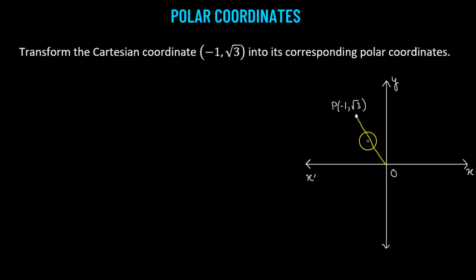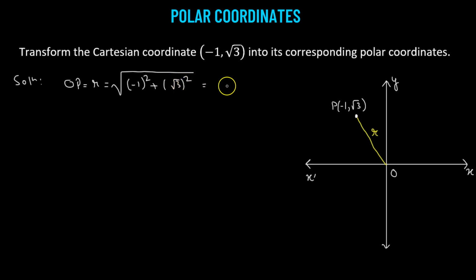Now, first thing we can do is determine the value of the radius r, which is also going to be the distance OP. The OP, which gives us the distance r, is going to be equal to the square root of (-1) squared, that's the square of the x coordinate, added to the square of the y coordinate, that's (√3) squared, and this value comes out to be equal to 2.